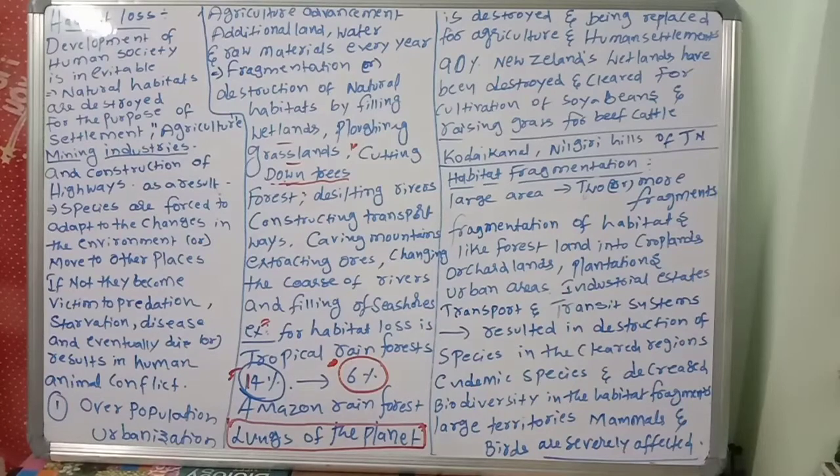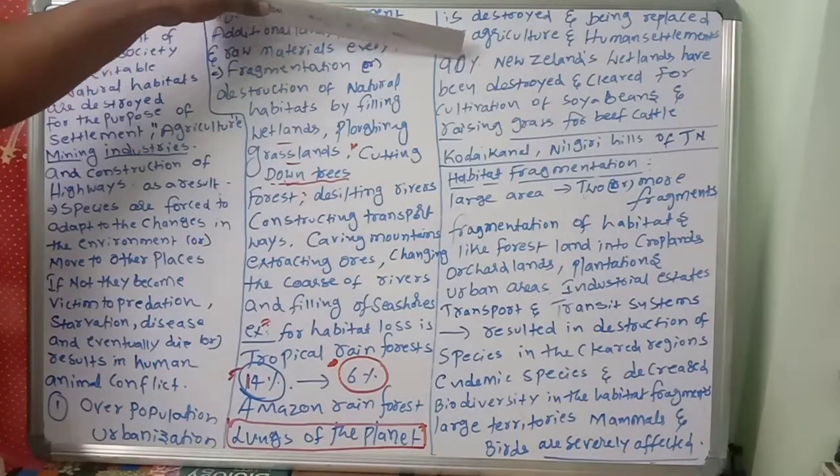Amazon rainforest land, they are converting in what way? They are converting it into agriculture land and human settlements. How sad, you see. Millions of species are dying because of these man-made activities. Okay, that is the next important point.